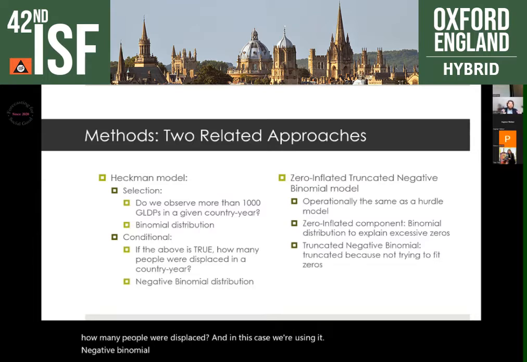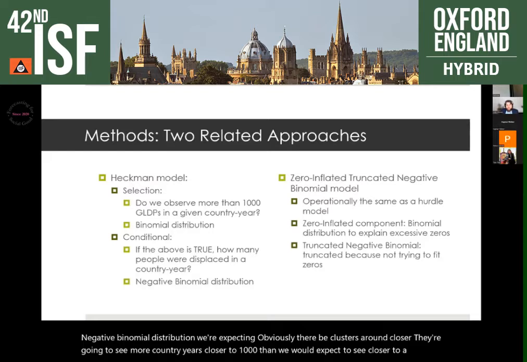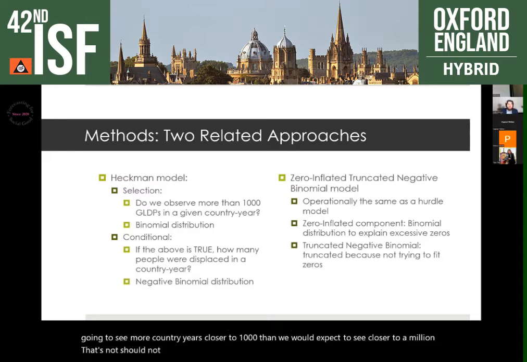We're expecting, obviously, there'll be clusters closer to the threshold. We're going to see more country years closer to 1,000 than we would expect to see closer to 1,000,000. Should not be terribly surprising, but that's why we use the negative binomial distribution.